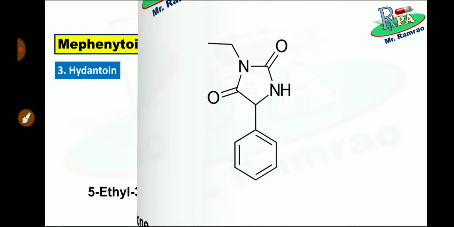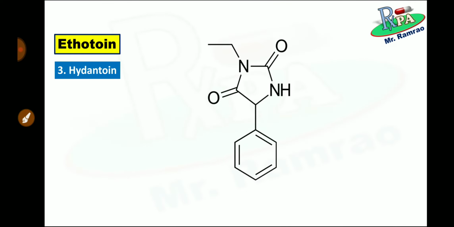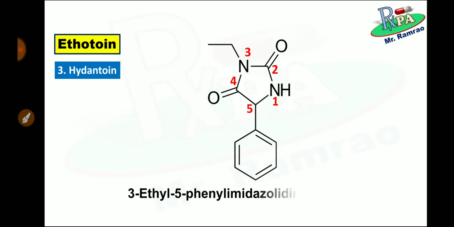Next molecule is the ethotoin. It is also a simple molecule. On the fifth position you have to replace the ethyl group, and on the third position replace the methyl group with the ethyl group, and it forms the ethotoin.